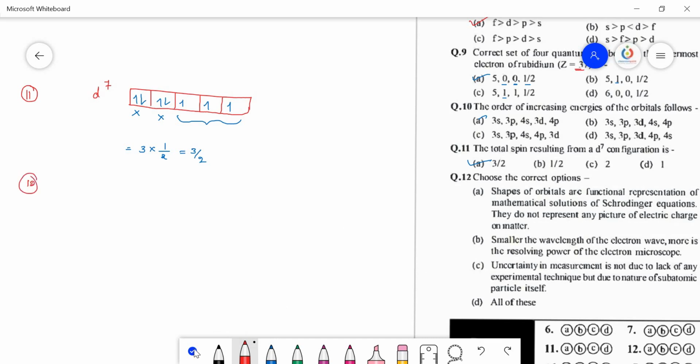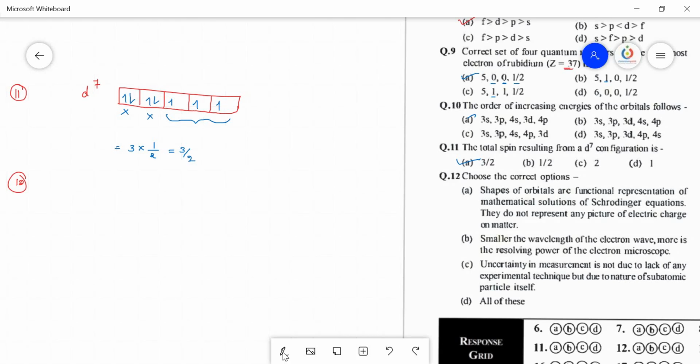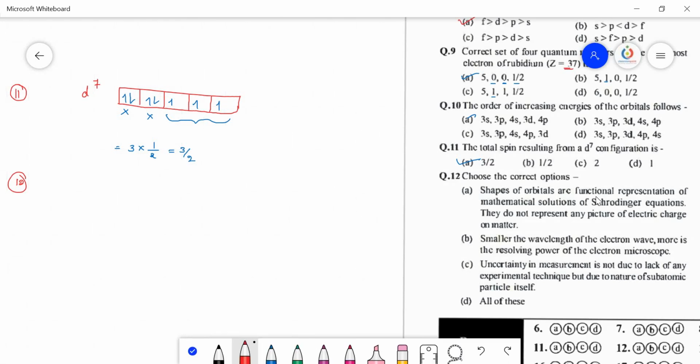Let's solve question number 12. Choose the correct statement or options. These options are: shapes of orbitals are functional representations of the mathematical solution of the Schrodinger wave equation; they do not represent a picture of electric charge on the matter. This is correct. Next, the smaller the wavelength of the electron wave, the more is the resolving power of the electron. It is also correct. Uncertainty in measurement is not due to the lack of any experimental technique, but due to the nature of the subatomic particle itself. It's true. Why?